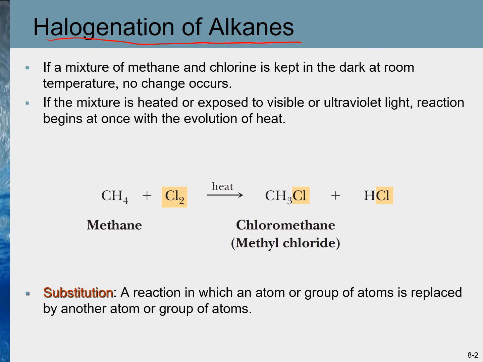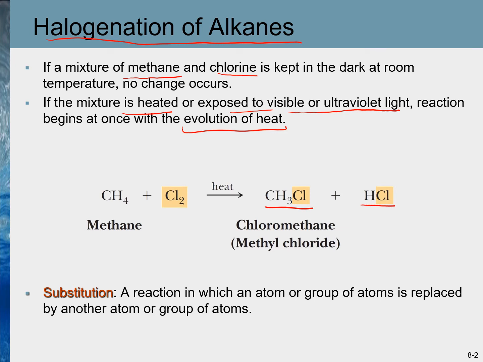In chapter number 2, we learned that alkanes are not very reactive hydrocarbons. So if we keep a mixture of an alkane such as methane and chlorine under normal circumstances, nothing will happen. So no reaction will take place. However, if this mixture is heated or it is exposed to visible or ultraviolet light, a reaction begins at once, and this reaction is exothermic reaction, and we will see evolution of heat. The product of this reaction is chloromethane and hydrochloric acid.